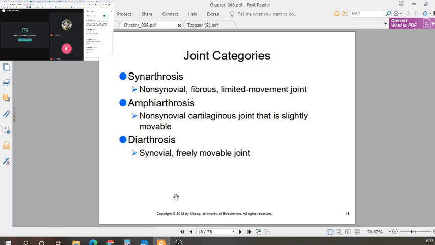Diarthrosis is the only synovial of these 3. It allows the most movement. So a shoulder and hip are going to be diarthrosis. But the skeletal bones will not be. If they are, we have a problem. Because of developmental issues.